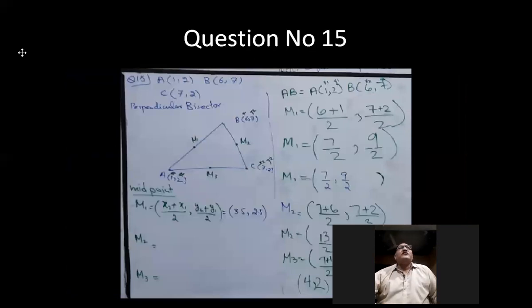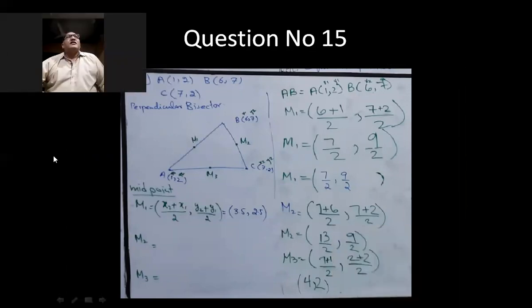Okay, so we are moving to the next question. The next question showing up on your screen is question number 15, exercise 6D from the D3. I'm reading it from the book. The coordinates of the vertices of a triangle ABC are point A 1, 2, point B 6, 7, and point C 7, 2.